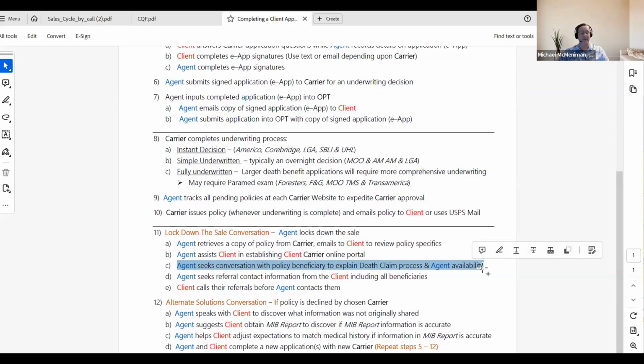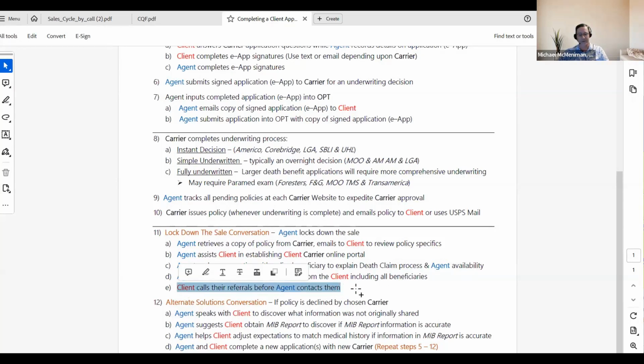Well, it's excellent customer service, but more importantly, when your insured person dies, you want the beneficiaries to have already spoken with you so you can help them fill out the death claim paperwork, get it submitted properly, and walk them through the process. They're far more likely to buy life insurance from you if you help them with mom's policy. So this is the long-term view of your business. And then we also want to ask our client for referrals.